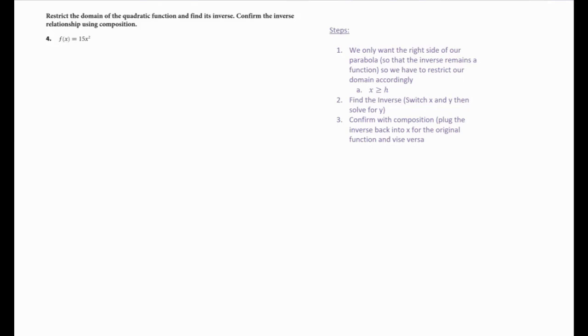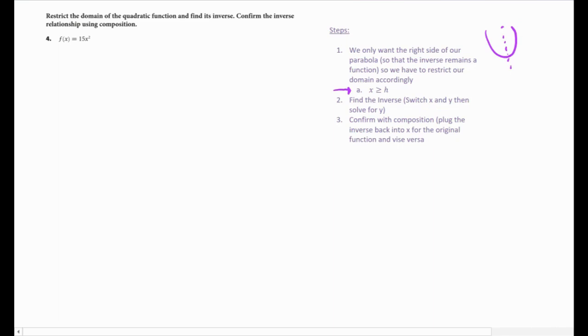You are asked to restrict the domain of the quadratic function and find its inverse, then confirm it using composition. So first of all, for finding the domain that we need to restrict, we're basically just taking the right half of our parabola, because otherwise when we flip the inverse, it doesn't become a function anymore. We're just taking the right half, right?